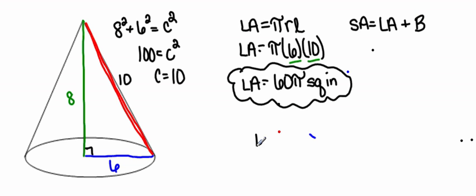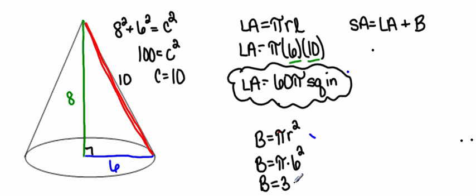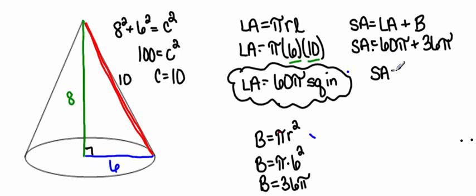To find the area of a circle, I'm going to use the formula pi times r squared. So the area of my circular base is going to be pi times 6 squared, or in other words, 36 pi. Now I have everything I need to substitute into this formula: 60 pi for the lateral area plus 36 pi for the area of its circular base gives us a grand total of 96 pi square inches for the surface area of this figure.